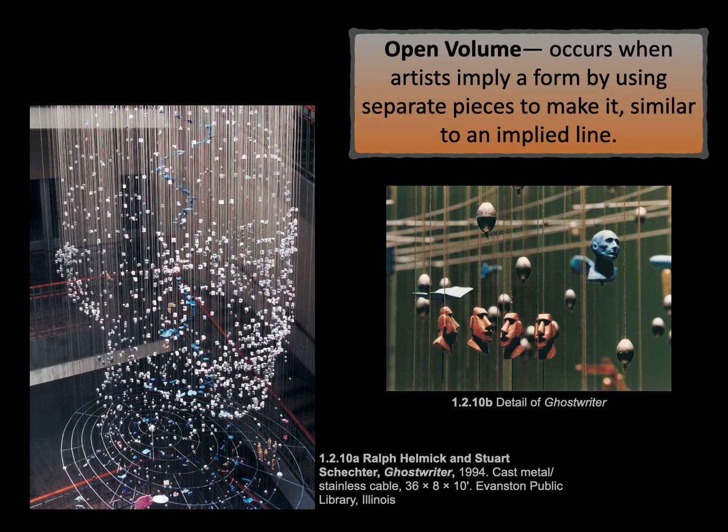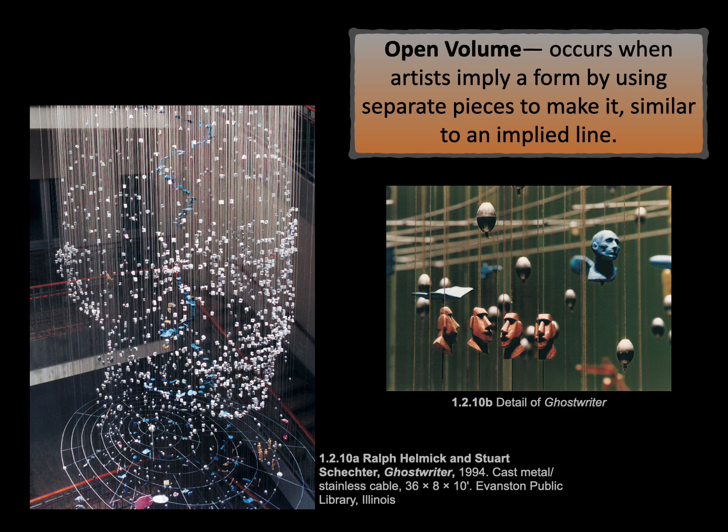Let's go back to Ghost Rider. We already know it has more volume and less mass than many other sculptures. Thus, it is a good example to illustrate the term open volume, meaning the better part of the space contained within the form is just empty space. In an open volume, the artist is implying a form by using separate pieces to make it.